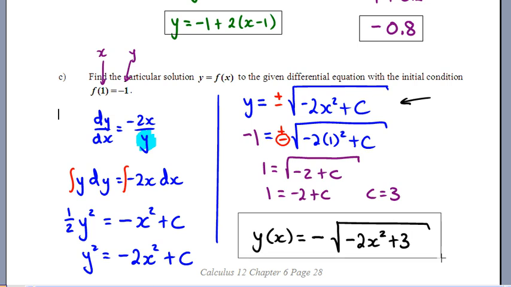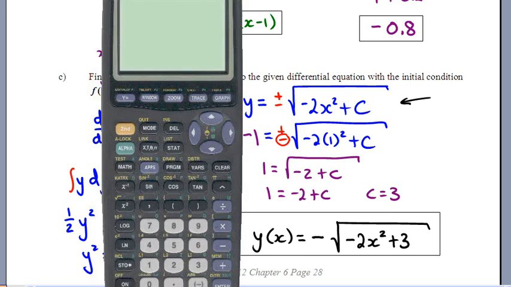Now, I want to show you one technical little detail with how this is actually going to look when we try this out on our graphing calculator. So if I just put this in and say, yeah, what is that looking like?